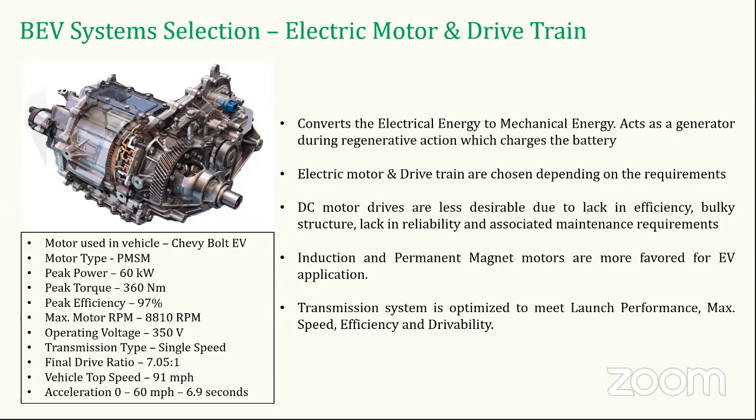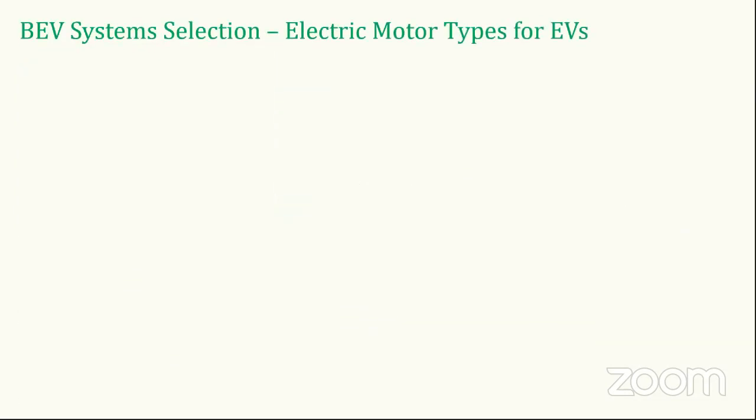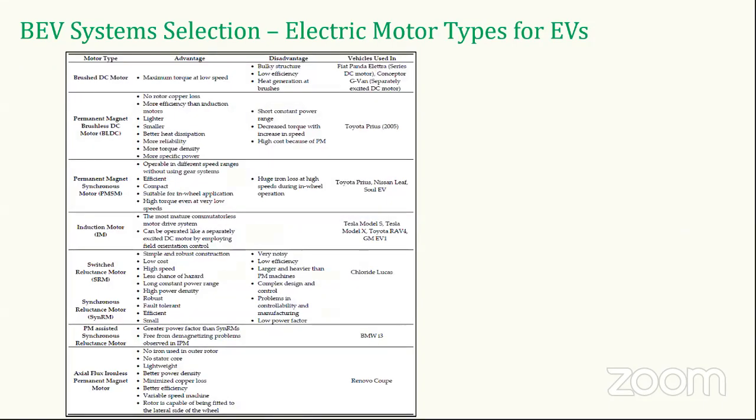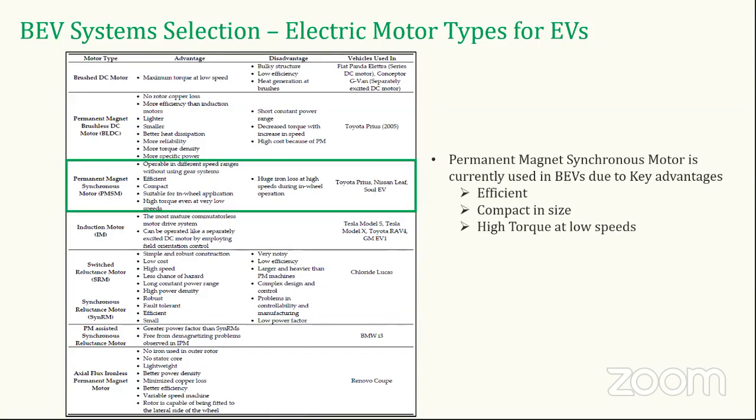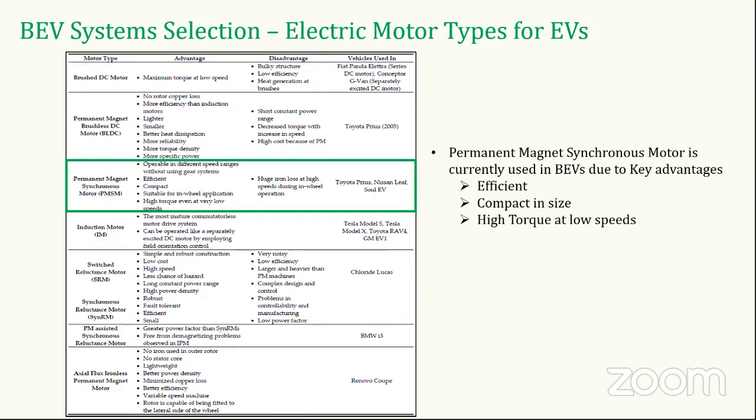It's quite fast. Next, you could see some of the different types of motors that are being used in EVs, out of which the permanent magnet synchronous motor is more desirable. It's mainly due to the efficiency, compact size, and high torque at low speed.